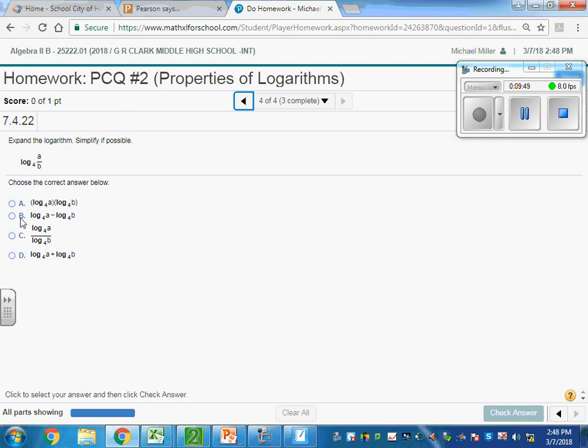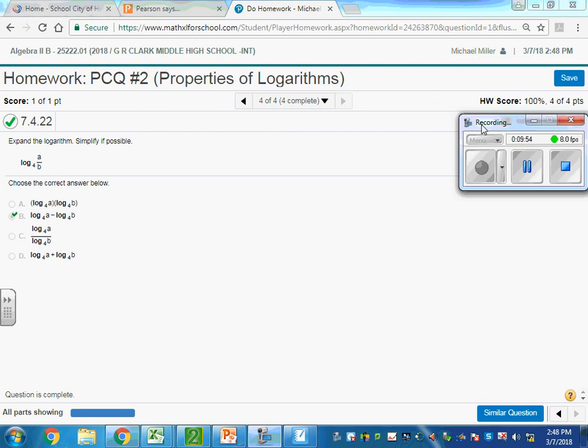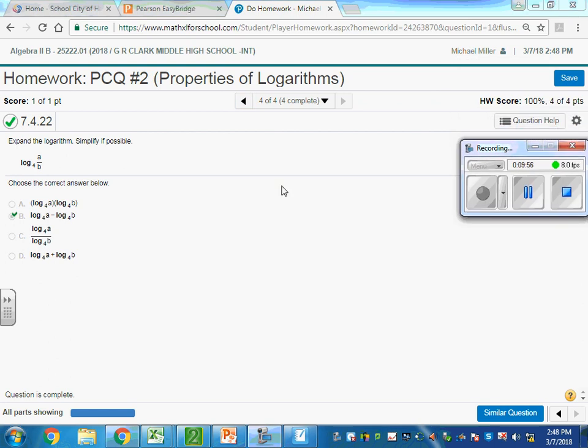All right, let's see if one of those choices matches. Log base 4 of A, here it is. This should be the correct answer. All right, good deal.